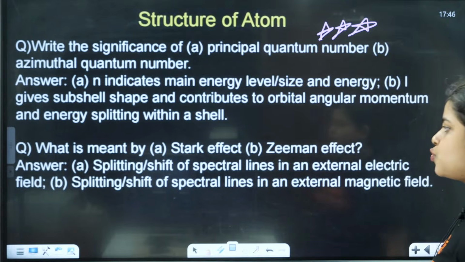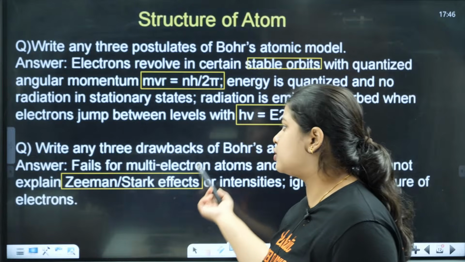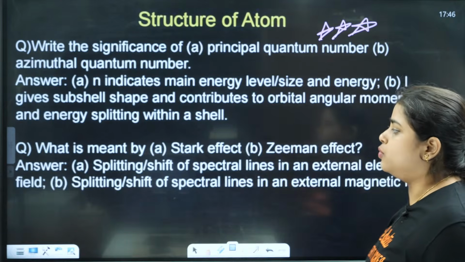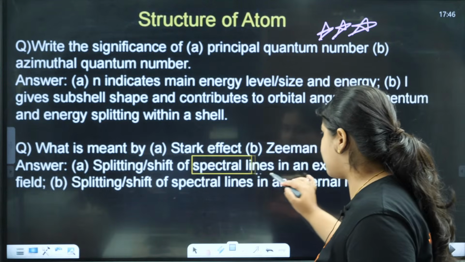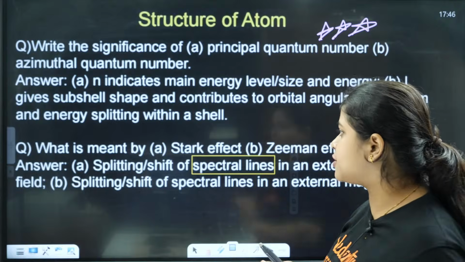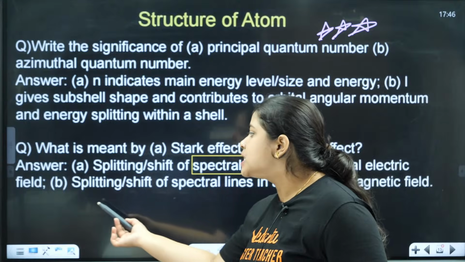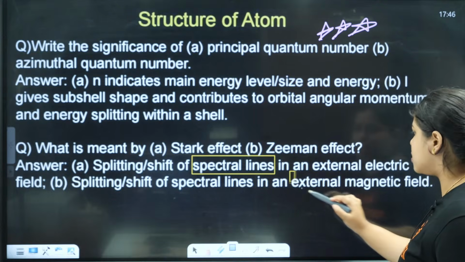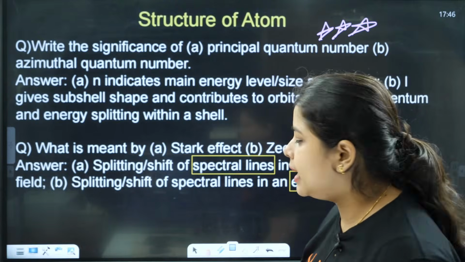Clear? Next, what is meant by Stark effect and Zeeman effect? We just used Zeeman and Stark effect here, as Bohr's model has a drawback and did not explain them. Splitting or shift of a spectral line in an external electrical field is called the Stark effect. What is the meaning of Zeeman effect? Splitting or shift of spectral lines in an external magnetic field is called the Zeeman effect.